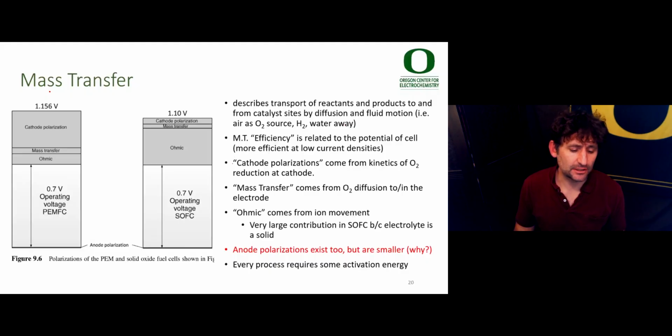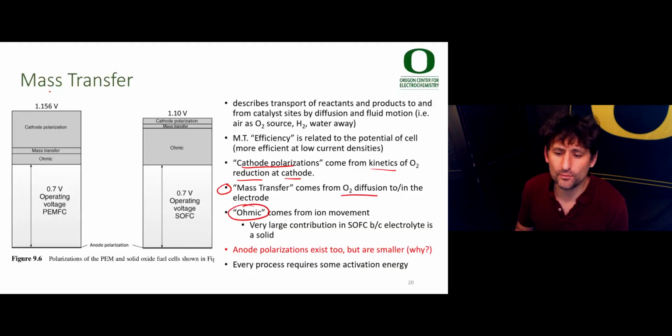Just so you have some terminology down, when we talk about things like cathode polarizations, we're typically talking about the kinetics of doing O2 reduction at the cathode. When we talk about mass transfer at the cathode, we're talking about O2 diffusion to and from the cathode. Whenever we hear the word ohmic, typically we're talking about ion movement within the electrolyte, though it could also be in part due to the electron movement in the wires and catalytic layers of the fuel cell structure. I'll also point out we're typically talking about cathode polarizations and oxygen diffusion.